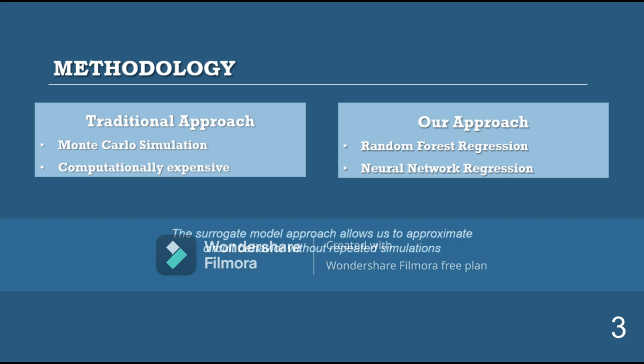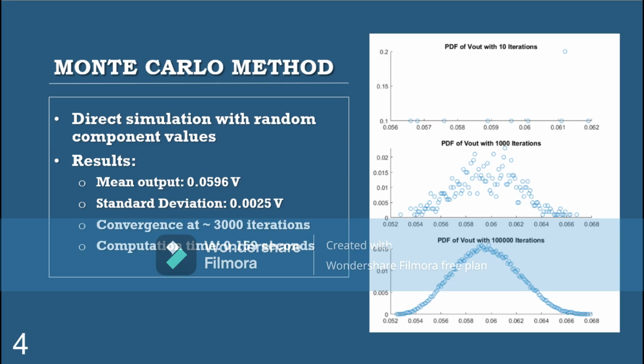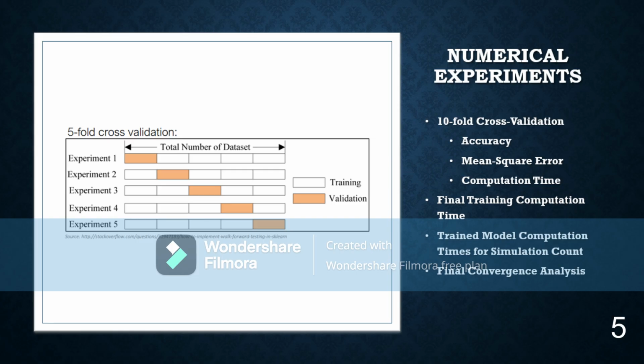This required about 3,000 iterations to converge to a mean output of 0.0596 volts with a standard deviation of 0.0025 volts, taking approximately 0.159 seconds to complete. To measure the performance of our models, we conducted 10-fold cross-validation to obtain the average accuracy, mean square error, and computation time. Moreover, we measured the final training time of each model, as well as the computation time for each number of simulations. Here's our first model, the neural network.